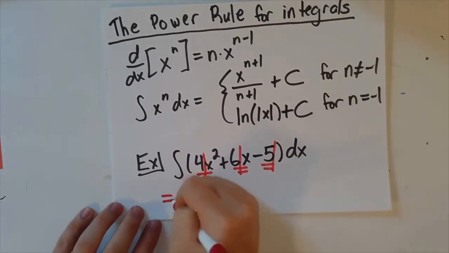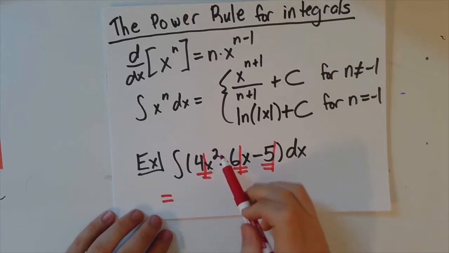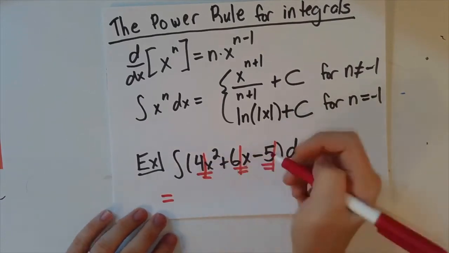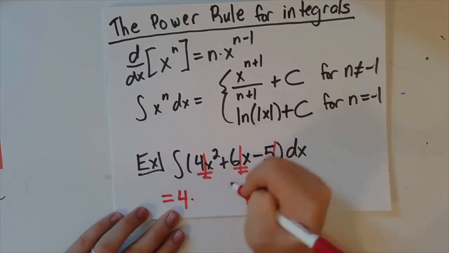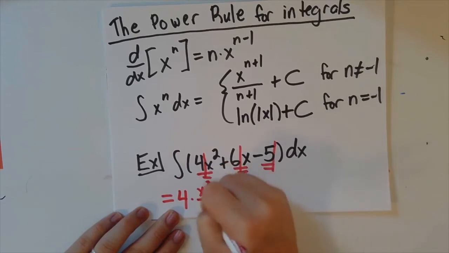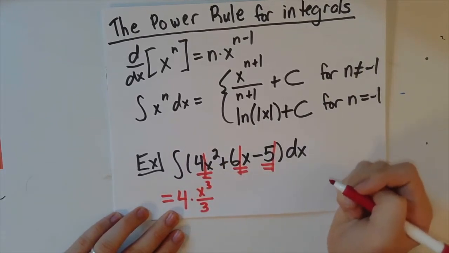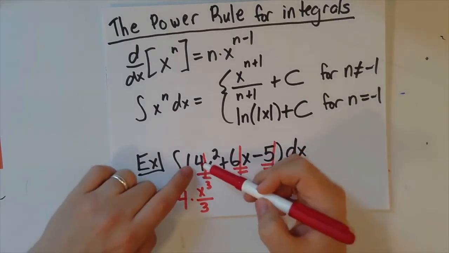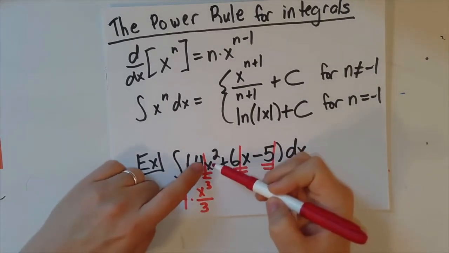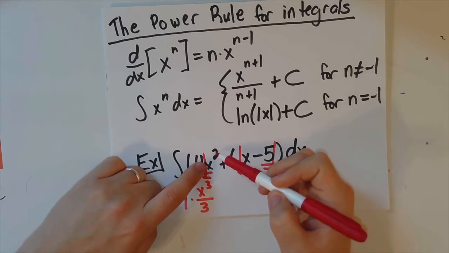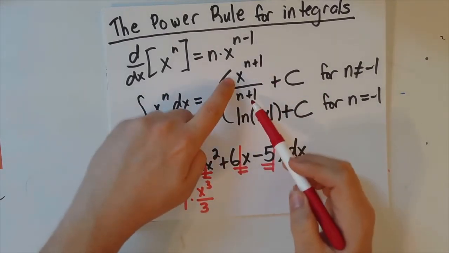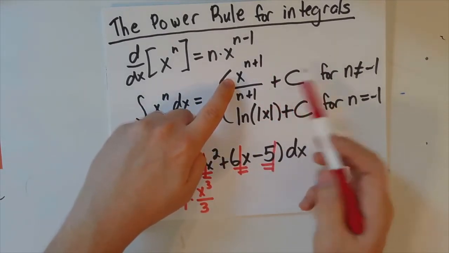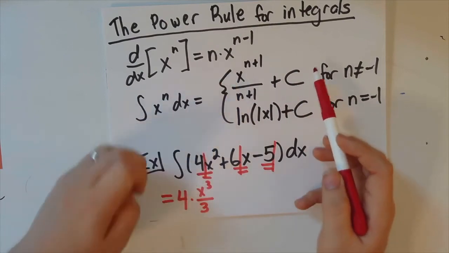So when I go to take the integral of 4x squared, I'm going to get 4 times x cubed over 3. Okay. And all I did there, again, was to say, okay, well, I'm going to carry the 4 forward, and then the x squared, when I integrate it, I'm going to get x cubed over 3 plus c, but I'm only going to put the plus c at the end.